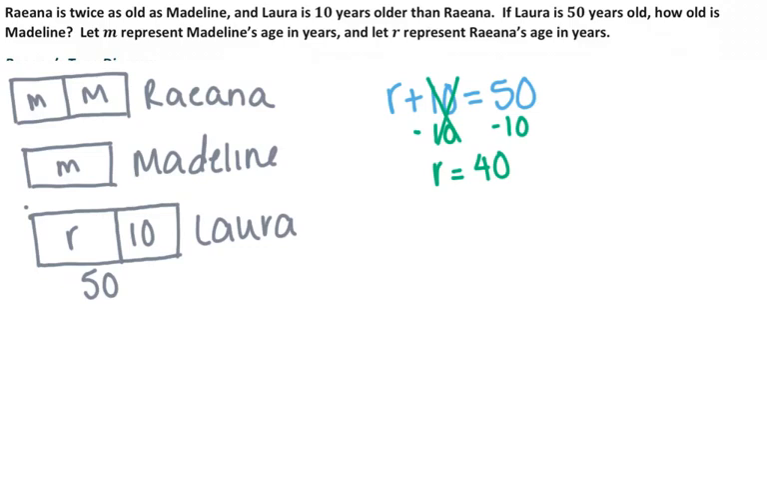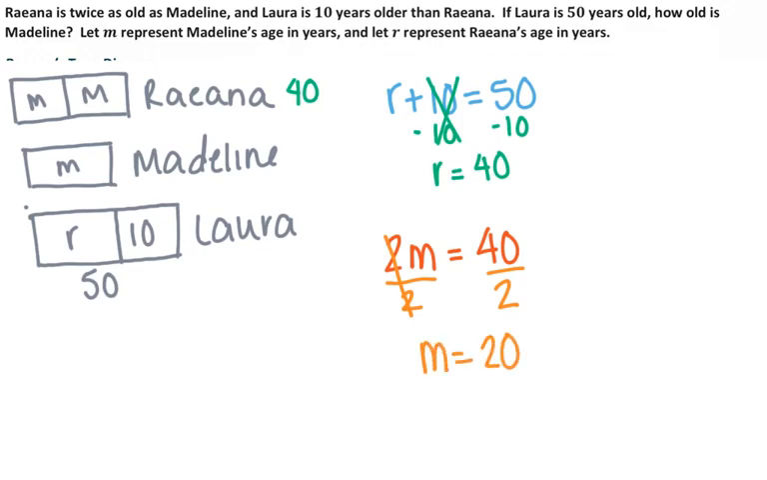So we know that Rihanna is 40 years old, and she is twice the age of Madeline. Now we need to find Madeline's age, and the equation we're going to use is the equation we made for Rihanna, which is 2M is equal to 40. We want to get M by itself, so we're going to divide both sides by 2, which cancels out the 2. Then we have M left, and 40 divided by 2 is 20. So Madeline is 20 years old.